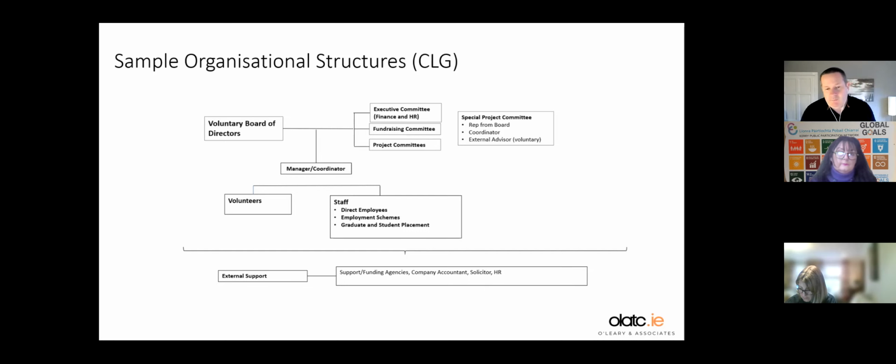I don't know why, but if we're putting down an organizational chart and a strategic plan, we really focus on the external support part of it, because that gives serious comfort to the person who's funding you, because they know that you're being supported or advised or at least directed by professionals within the space. Okay, so your external support that you should be availing of: if you've got a company limited by guarantee, you have to have a company accountant.